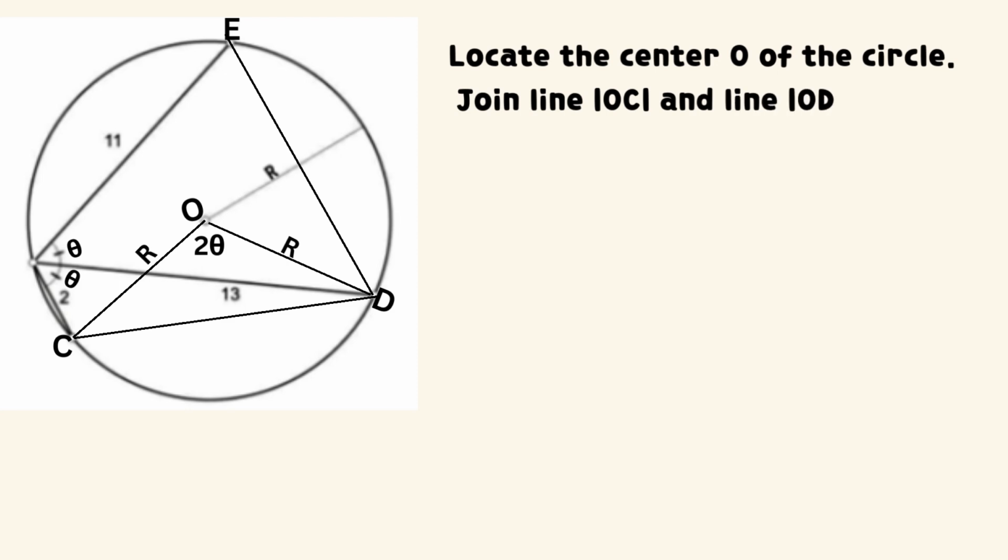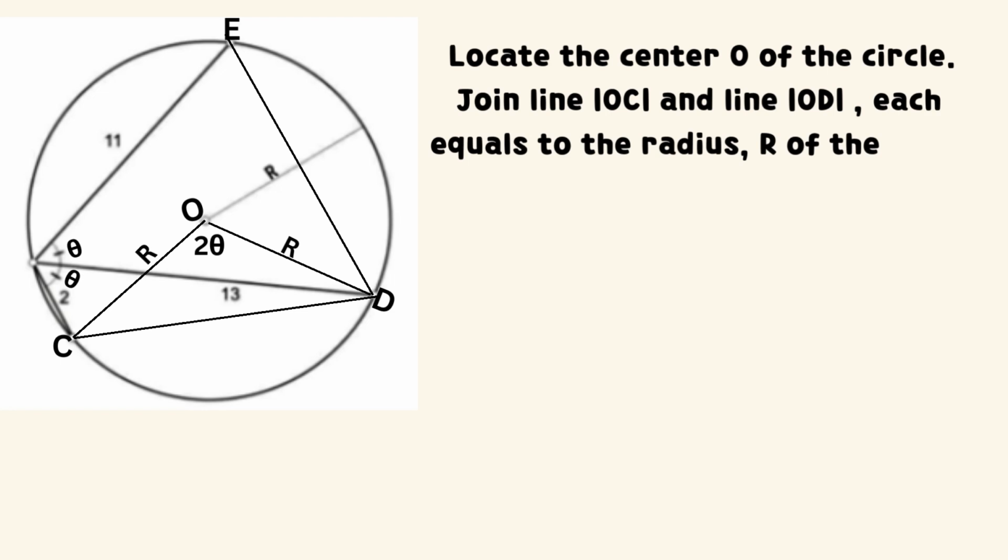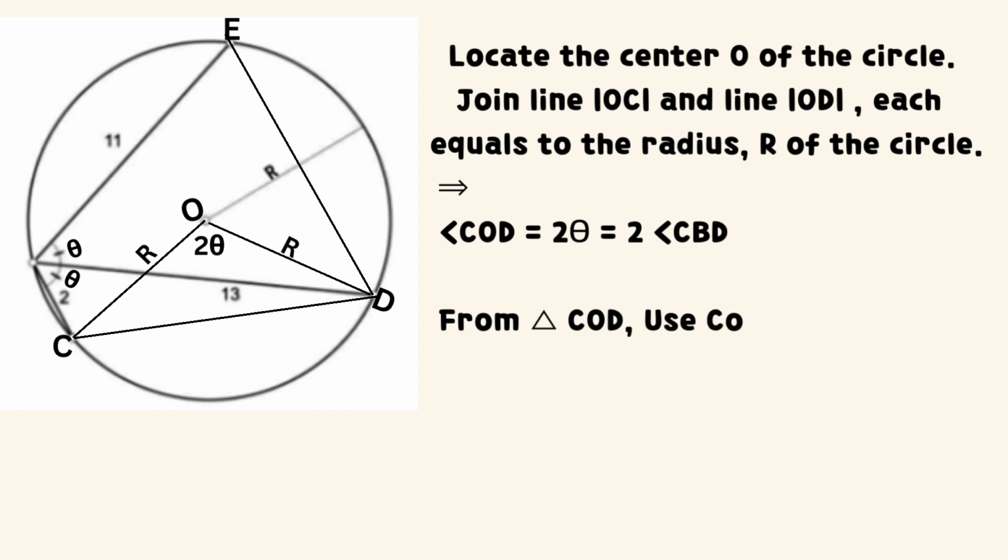Locate the center O of the circle. Join line OC and line OD, each equals the radius R of the circle. It implies that angle COD equals 2 times θ, which equals 2 times angle CBD. From triangle COD, use cosine rule. The square of line CD equals 2 times the product of the square of R and 1 minus cosine 2 times θ.